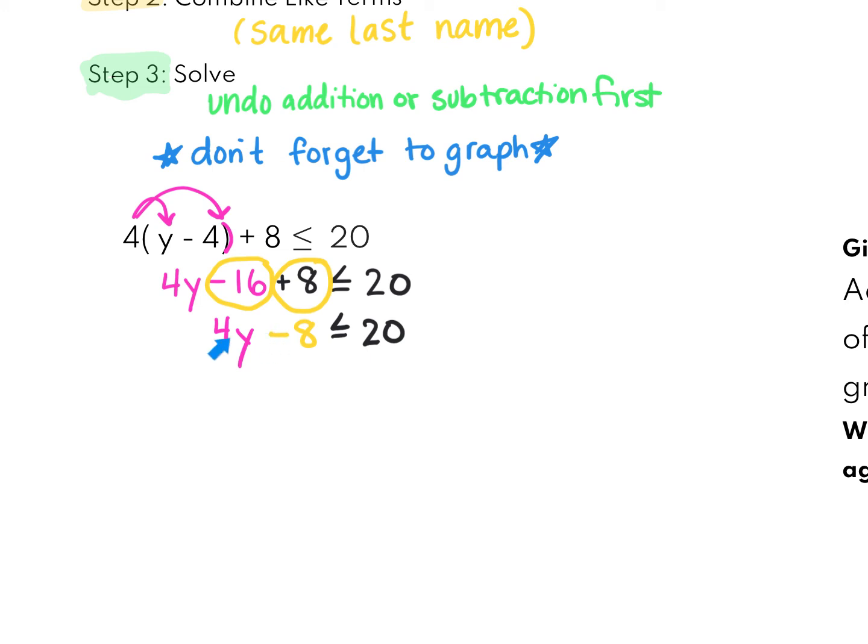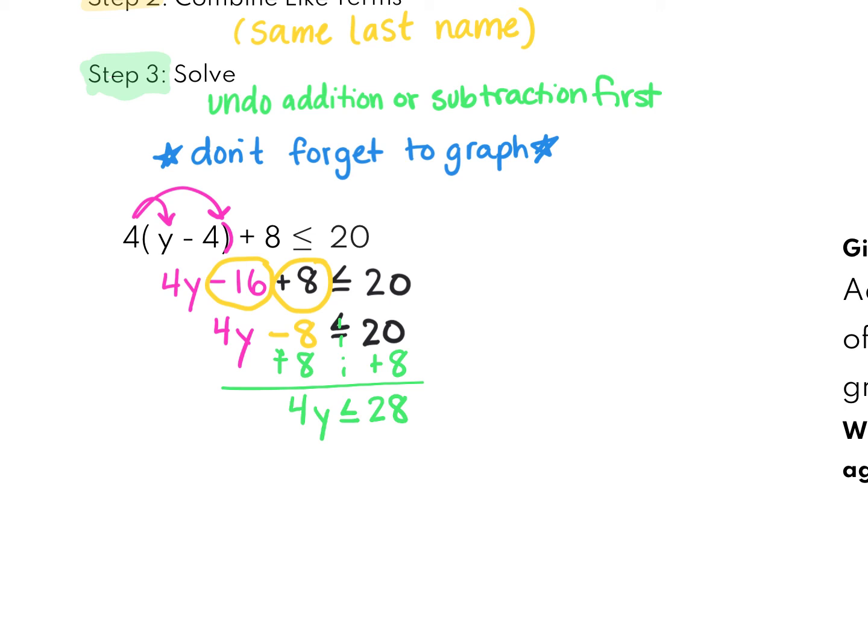We have 4y minus 8. So this is the guy that we're going to get rid of right now. To undo minus 8, we are going to add 8 to both sides of this inequality. That's going to give me 4y is less than or equal to 28.